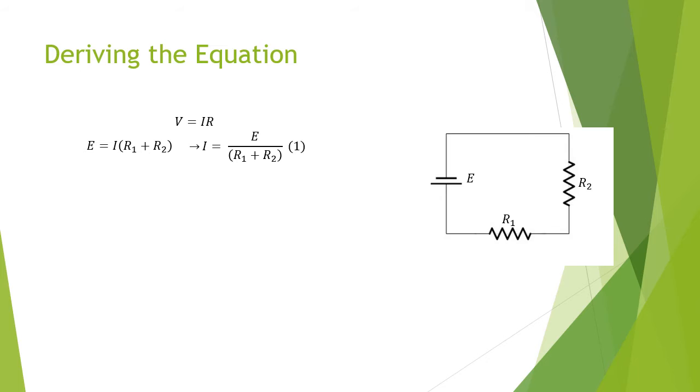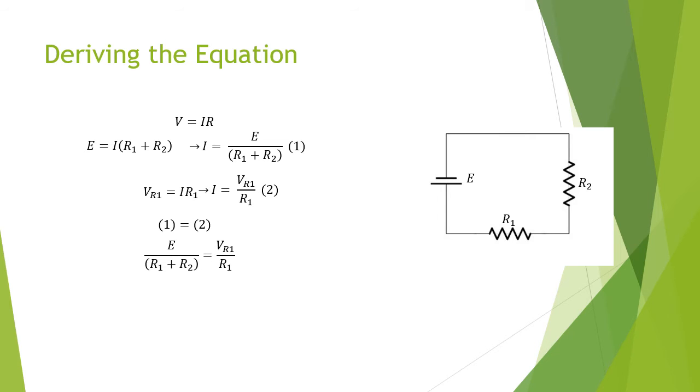Then we apply Ohm's law again just to the first resistor R1, and we can use that to find the voltage drop across that one resistor. So this time, instead of E, we have VR1, the voltage drop across this one resistor, which is equal to I, the same constant current because it's a series circuit, times the value of the resistor, which is just R1.